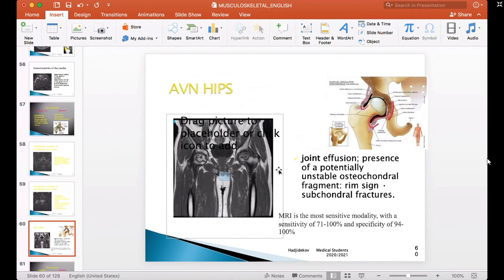So the rim sign is very typical. This is the rim sign, the hypointensity, which makes the border between the affected bone, the non-vital, and the non-affected bone. This delineates the subchondral fracture.